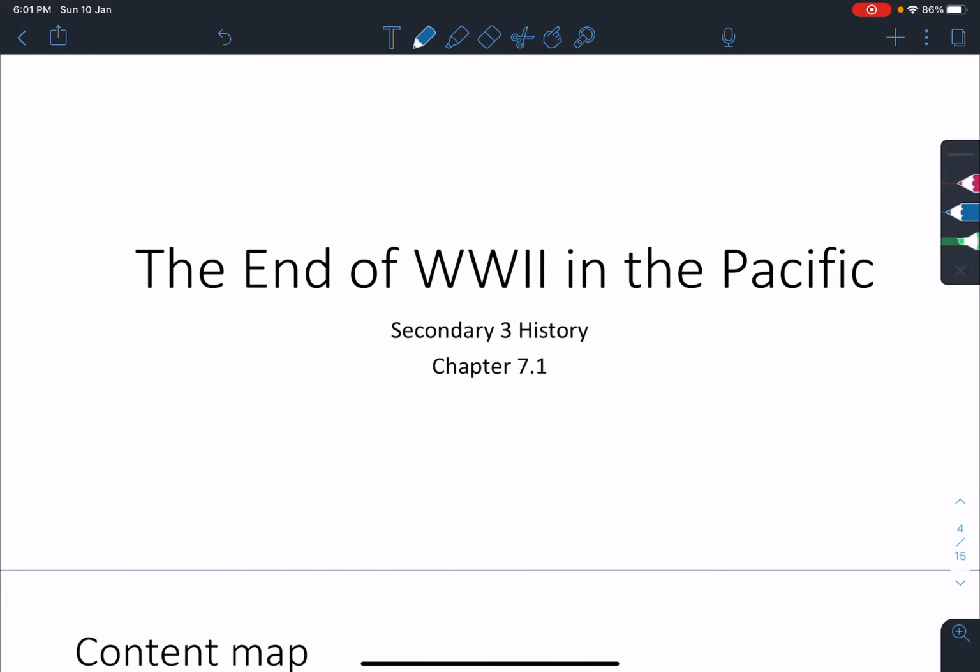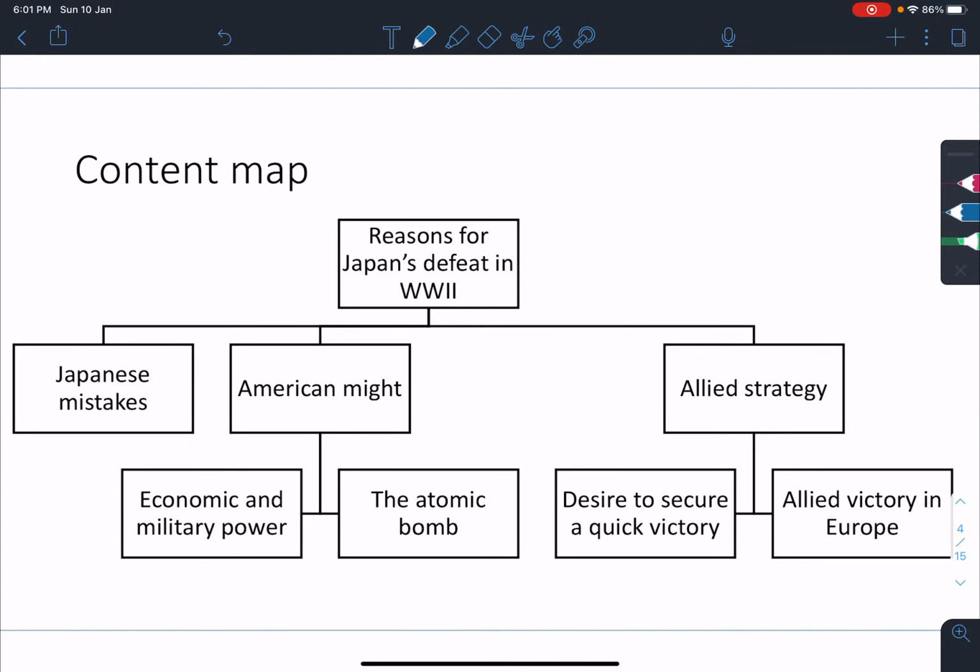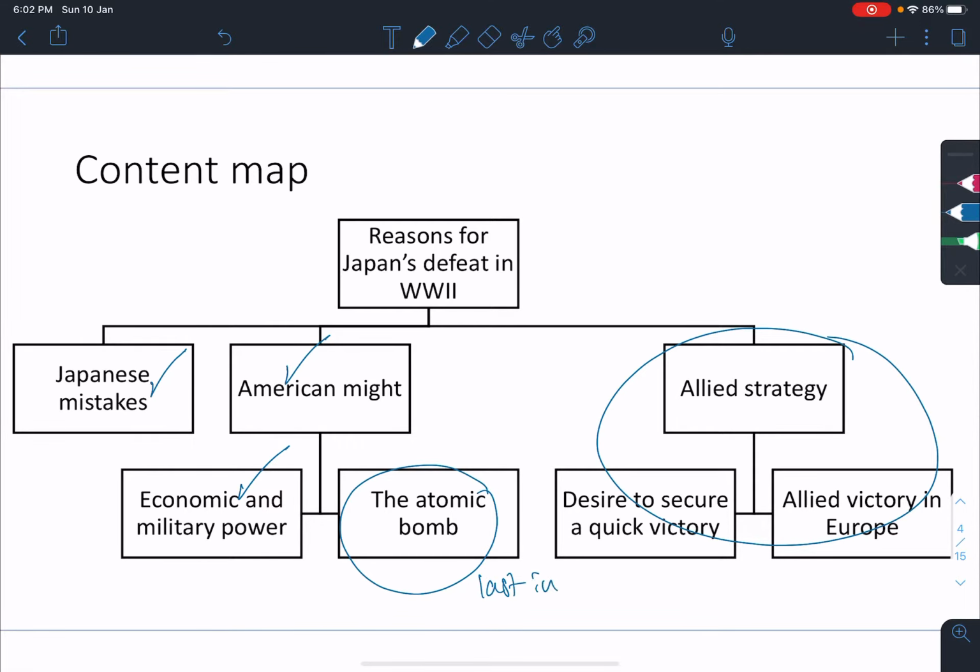So here we are. This is the last chapter of Sec 3, and we have already looked through this. Today, we are going to look at Allied strategy. The reason why we are leaving the atomic bomb for the last thing is because it's the last in chronological order. I'm just explaining why I am doing it as the last point, even though it falls under the subvector of American might.